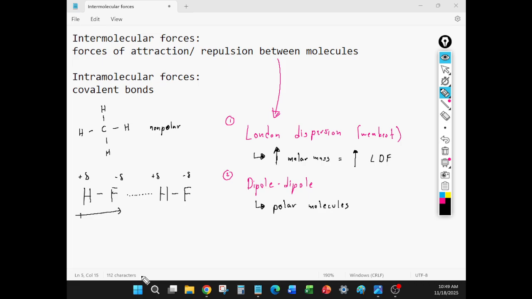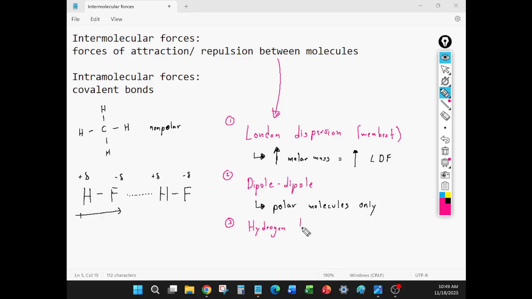Okay, so again, this is only experienced by polar molecules. If a molecule is not polar, it can only experience London dispersion forces. Okay, so that's a big hint for your exam actually, because there's going to be questions that ask you to list what are all the intermolecular forces the molecule experiences. If it's nonpolar, it's just London dispersion. If it's polar, you got dipole-dipole and London dispersion. Okay. All right. The third and the last one is called hydrogen bonding.